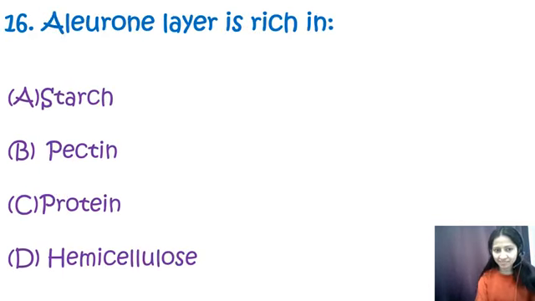Question number 16. The aleurone layer is rich in. Options are starch, pectin, protein, and hemicellulose.